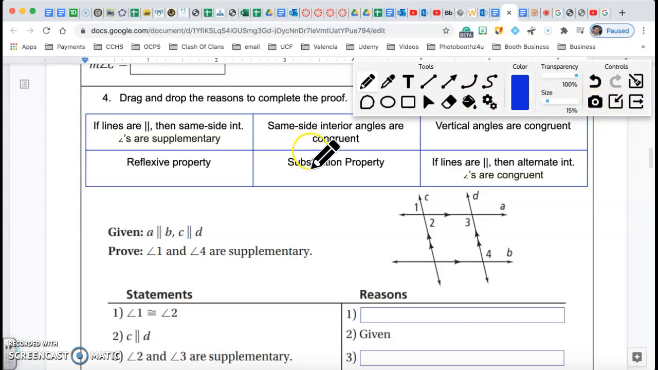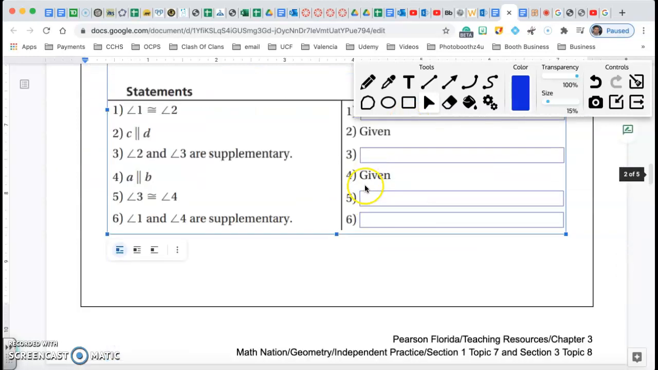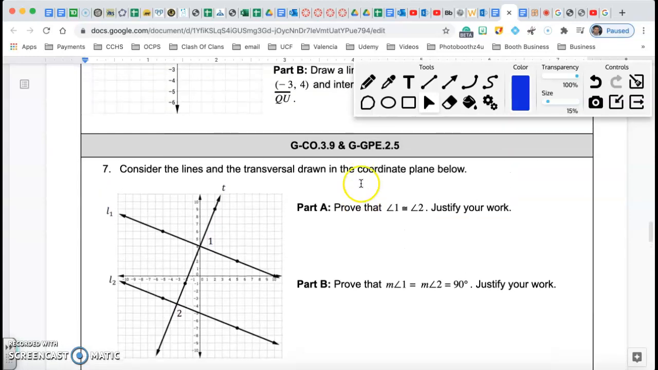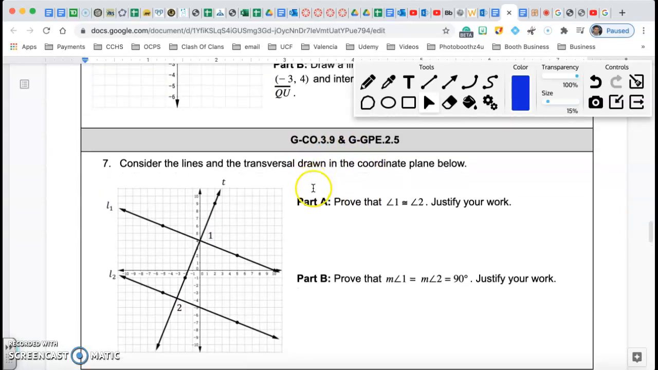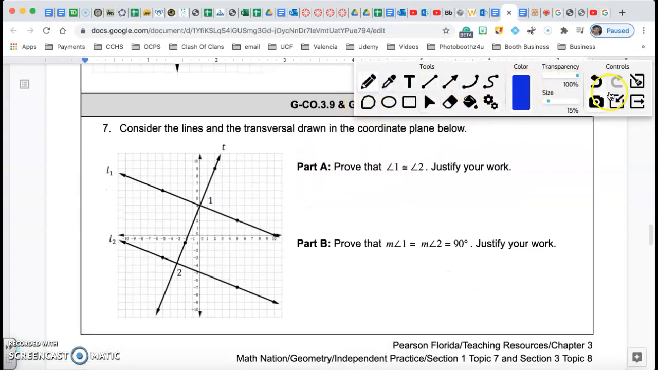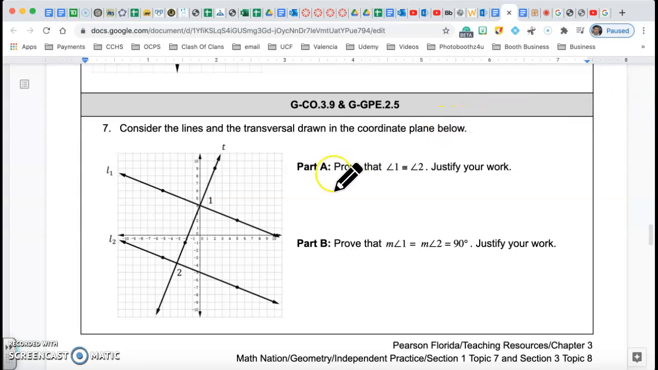So now we have another question here towards the bottom. Okay. Here we go. Here's the standard, just in case you want to search for it. Okay, we're talking about parallel lines as well. Let me get a pen and let me close this. So consider the lines and the transversal in the coordinate plane.